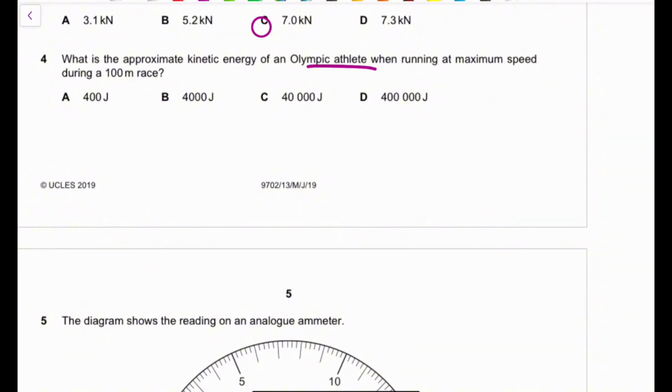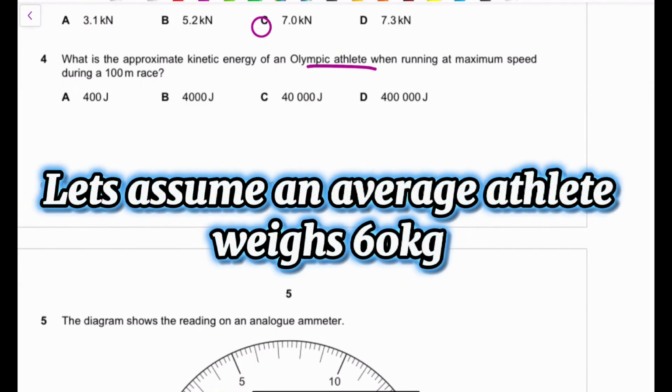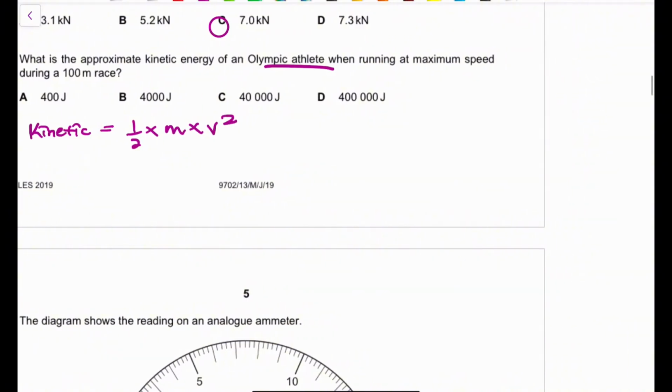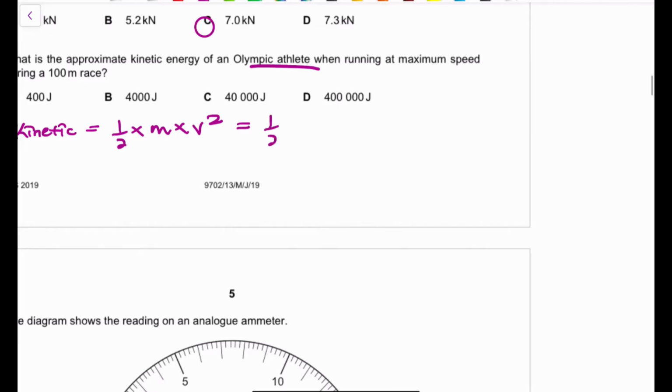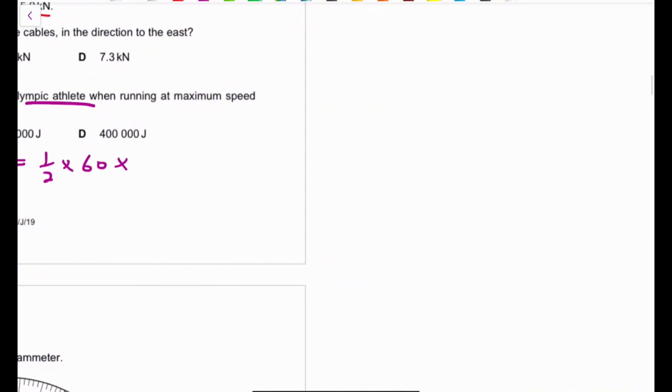So let's assume that he weighs like 60 kilograms, right? An average athlete might weigh about 60 to 80 kilograms, right? So let's just say 60. We know that the kinetic energy is going to be 1/2 multiplied by the mass multiplied by the velocity squared, right? So it's going to be 1/2. Let's assume that they weigh 60 kilograms, right? In Usain Bolt's example, he ran 100 meters in about 9.63 seconds, right?